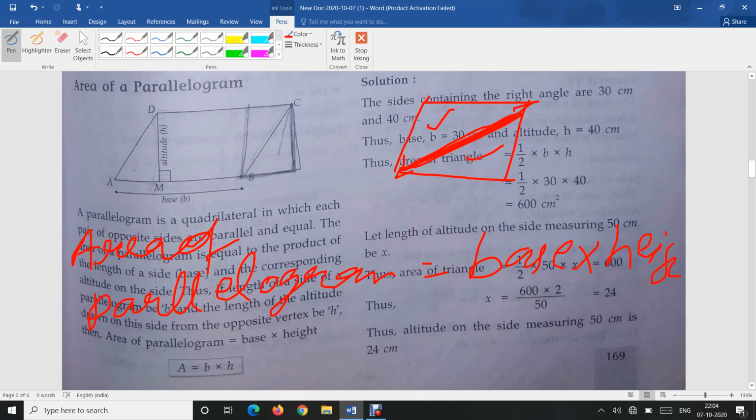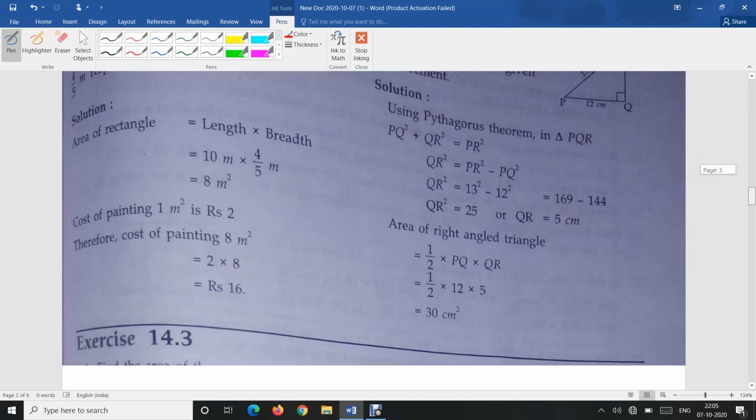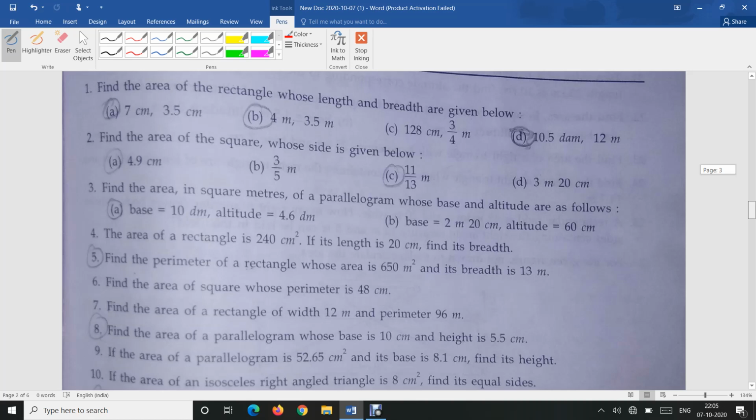And you know the formula for the area of a triangle, which is half multiplied by base multiplied by height. And here are two triangles, so we have to multiply this formula by 2. So it will be 2 multiplied by half into base into height. So you can cancel 2 with 2 and you are left with base multiplied by height. So the area of a parallelogram will always equal base multiplied by height. You have to memorize all these formulas, and your exercise 14.3 is completely based on all these formulas.